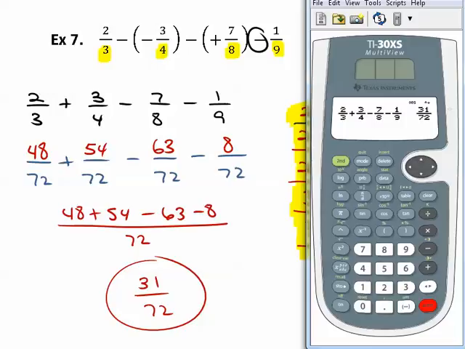So I made a little mistake myself here in the multiplication. I figured that out when I looked at it. I'm like, well, something's not right here. But just be careful when you do the arithmetic. Anyway, the final answer here is 31 over 72. And I hope this helps you understand better how to add and subtract fractions.